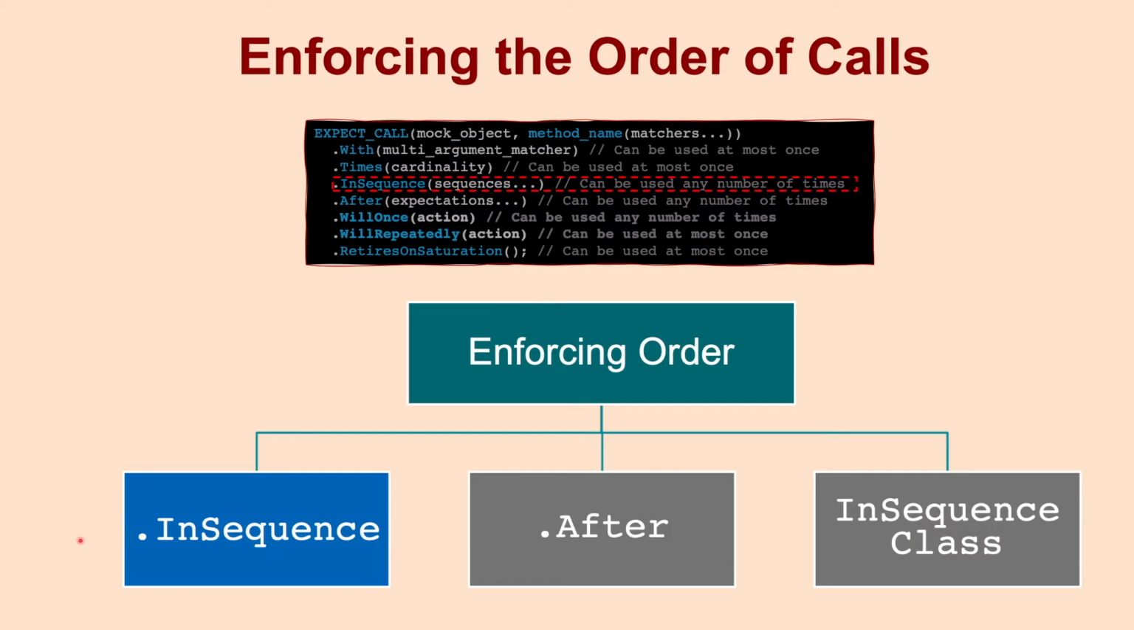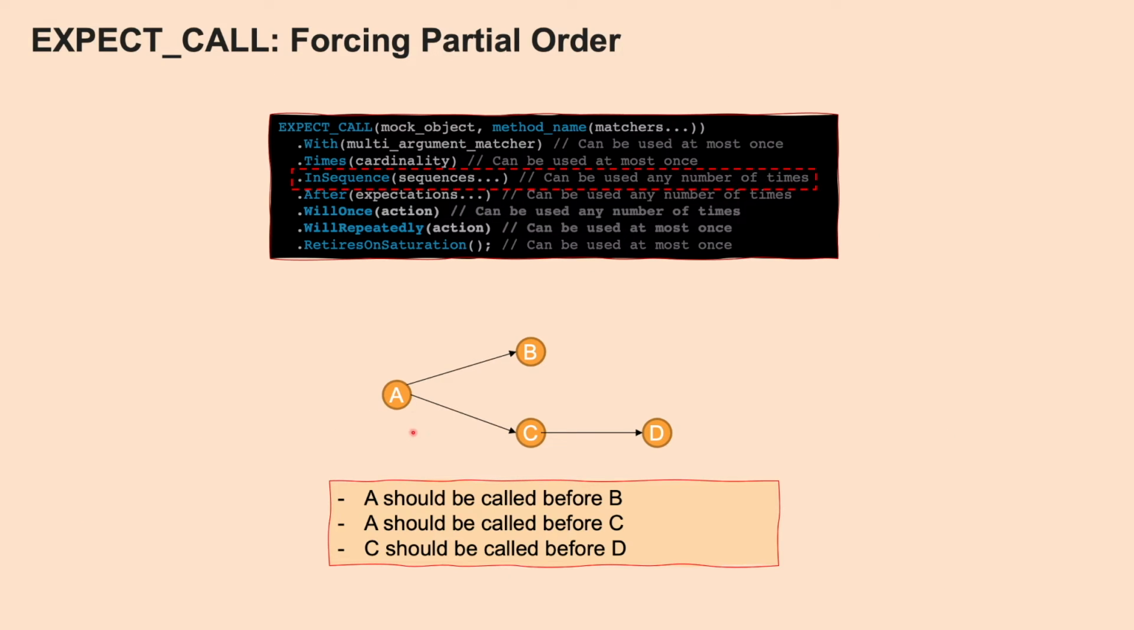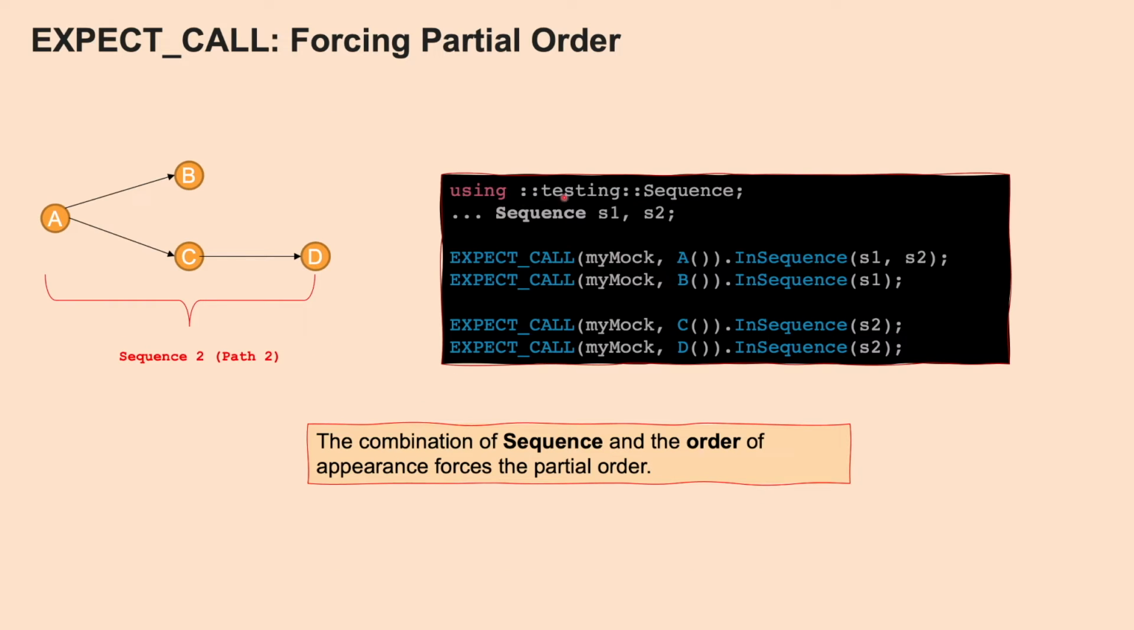So let's look at method number 1. Suppose my mock object has 4 methods, A, B, C, and D, and we want to enforce this sequence. B should be called after A, and then C should be called after A, and D should be called after C. In order to enforce this, you should create objects of type sequence and assign each path inside this graph to one of these objects. So here I have S1 and S2 as 2 sequences. S1 represents this path and S2 represents this path.